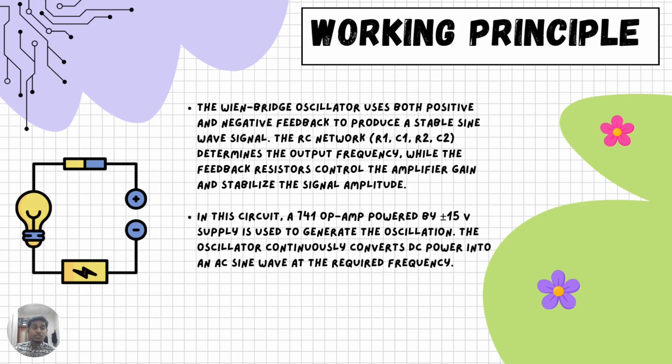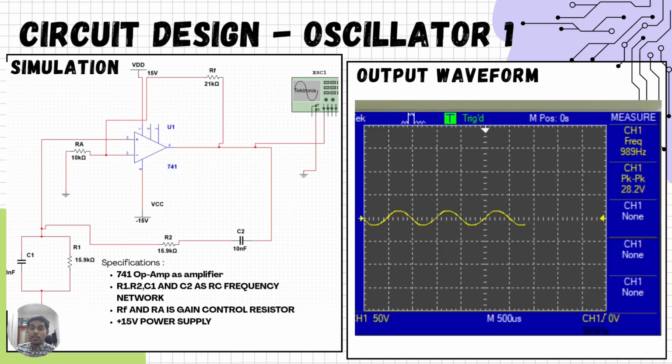So we are going to go to the next slide. This is our oscillator 1. Like I said, we have two types of oscillator: oscillator 1 and also oscillator 2. This is the first oscillator that I'm going to explain.